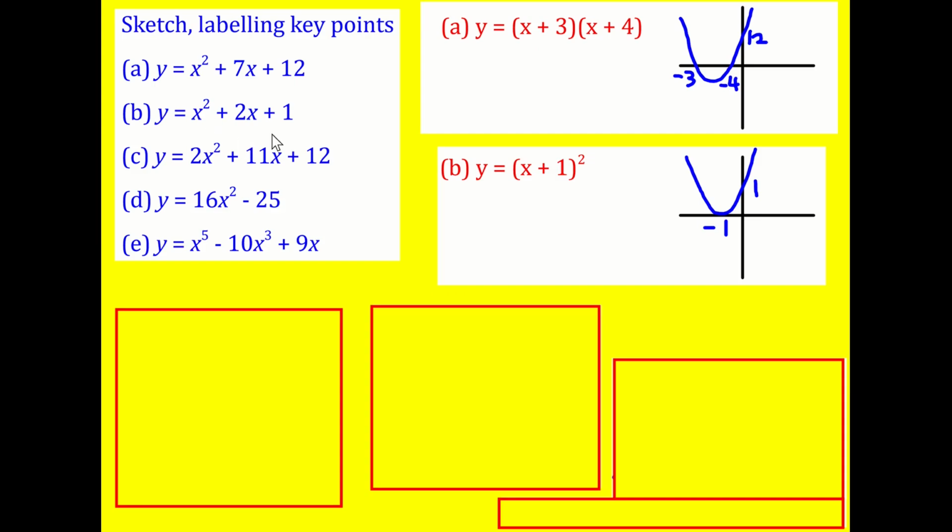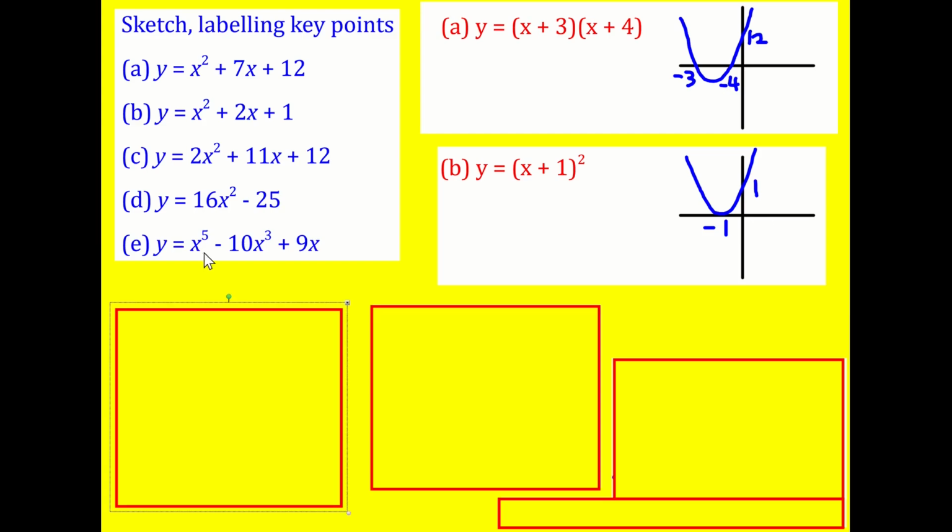Next one turns out to have, we call it a repeated root. So it's just x plus 1 all squared. And that means it just touches and goes back up at minus 1. And the y-intercept is 1, and again, it's a happy quadratic.